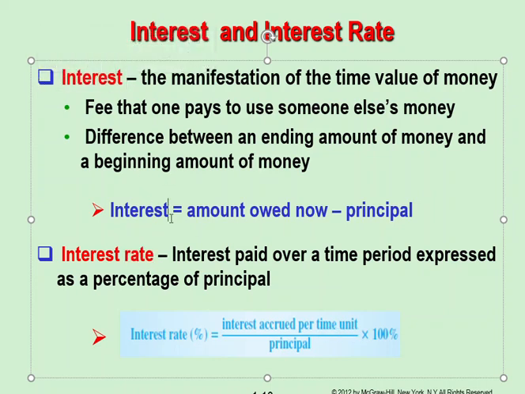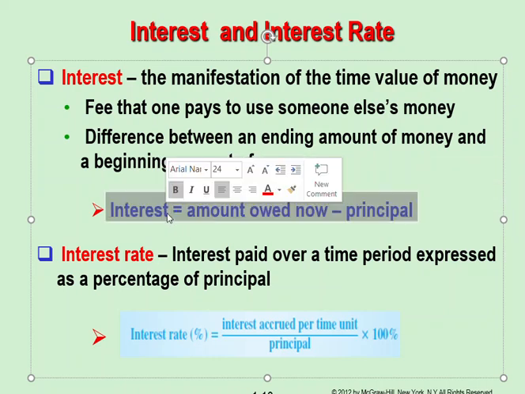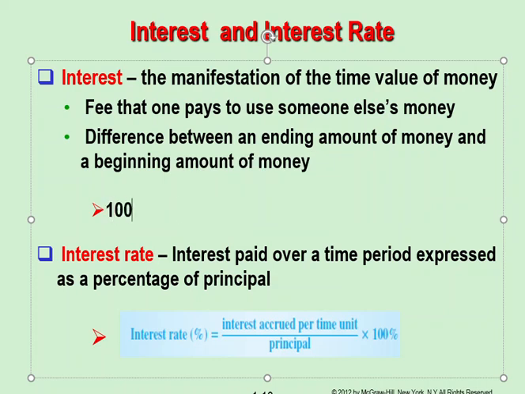So if I tell you 10% over $100, right away you're going to tell me it is $10. $10 is the amount. What's the interest rate? It is 10%. The amount is $10, the interest rate is 10%. So what's the interest? It is the amount owed now minus the principal.